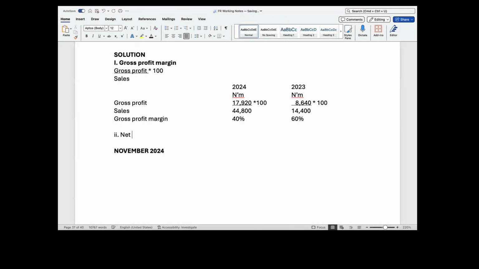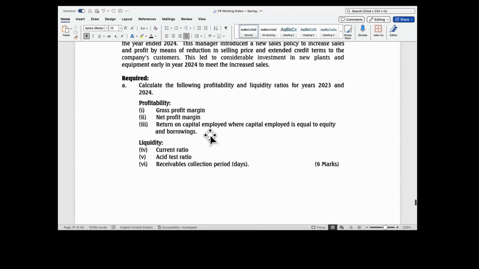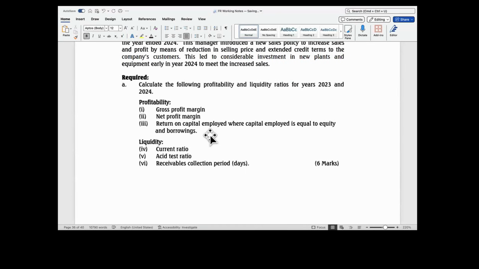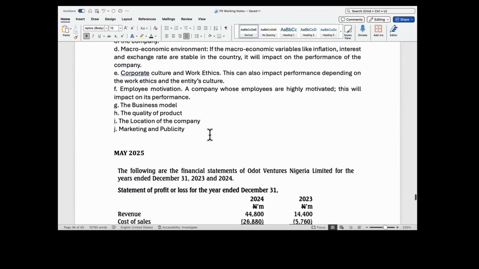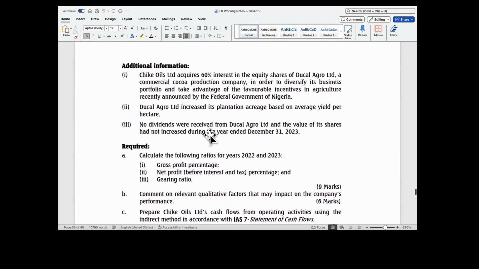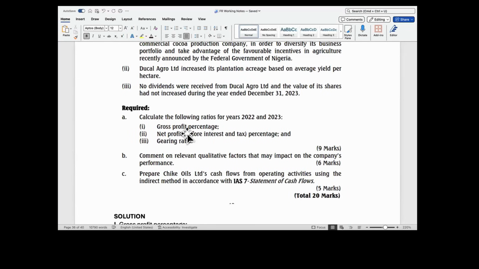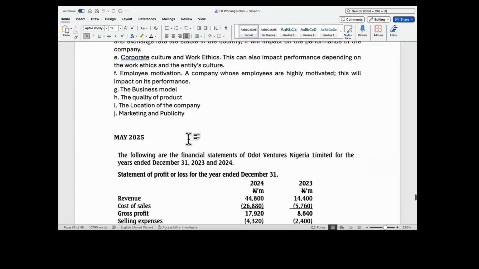So the next ratio is net profit margin. Now, again, you will see that in the November 2025 diet, the examiner was so nice that for the net profit margin he asked them to calculate, he told them the profit they should use. He didn't confuse anybody. He told them net profit before interest and tax, specifically. But this one again, he did not tell anybody.